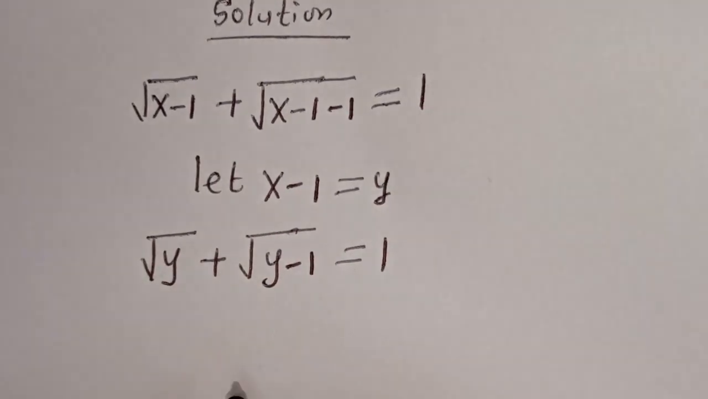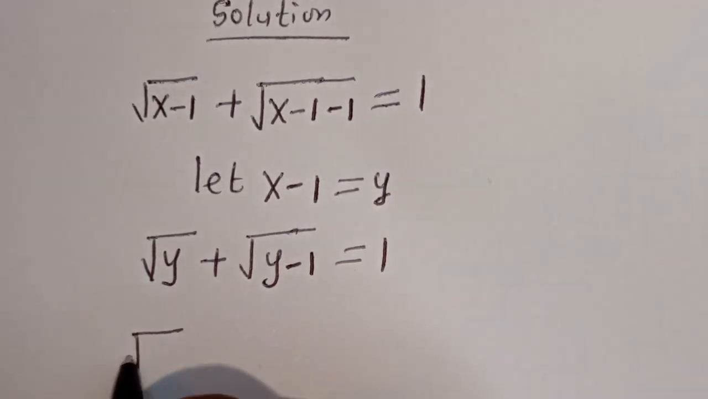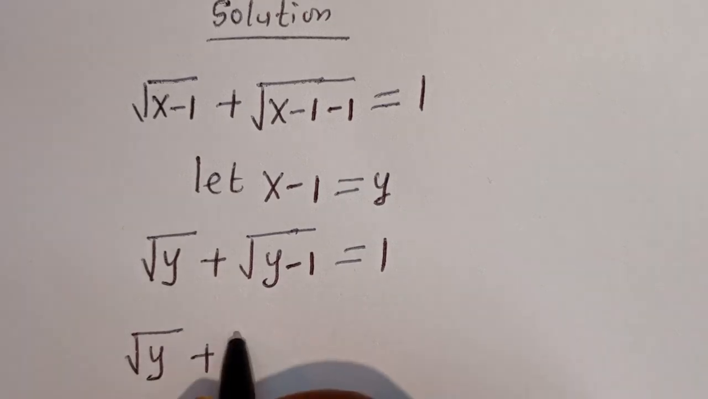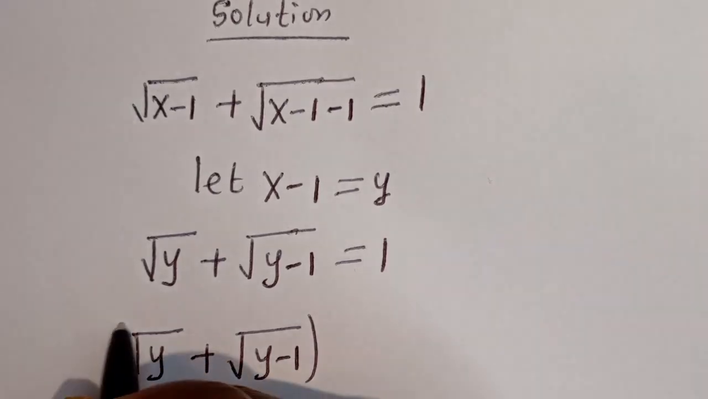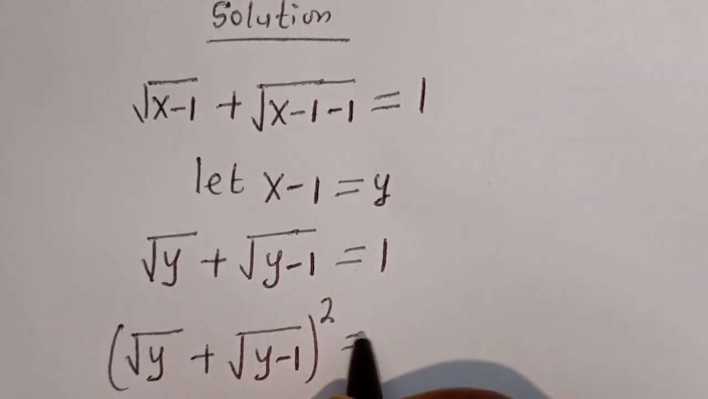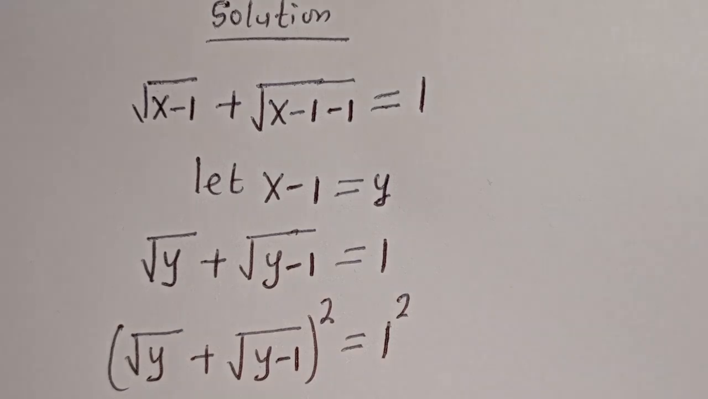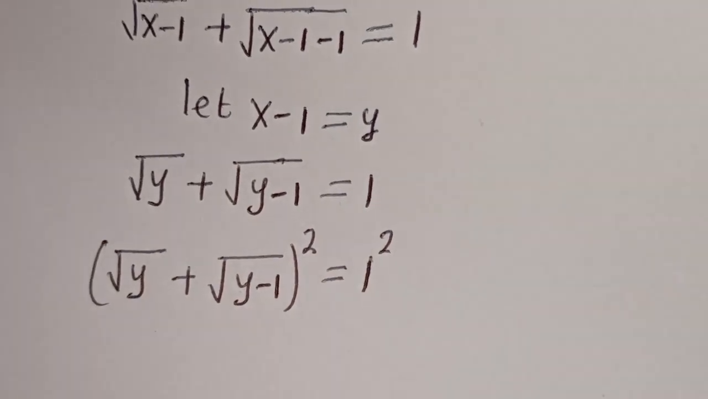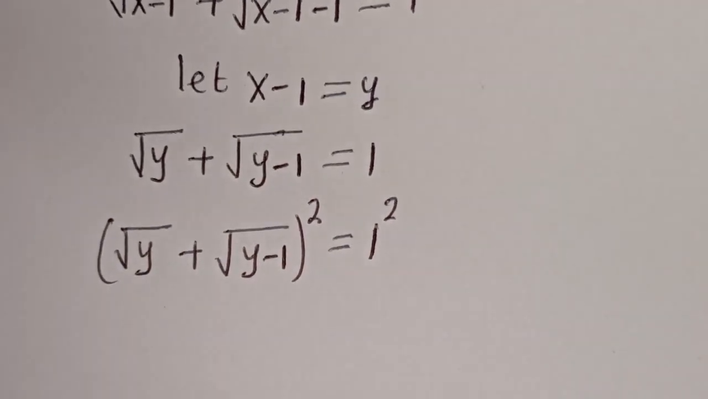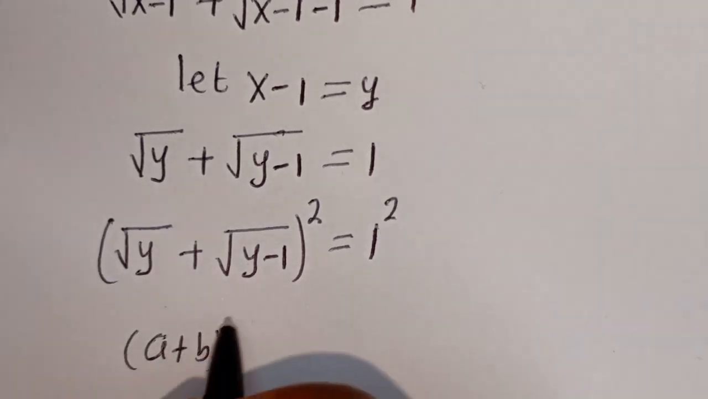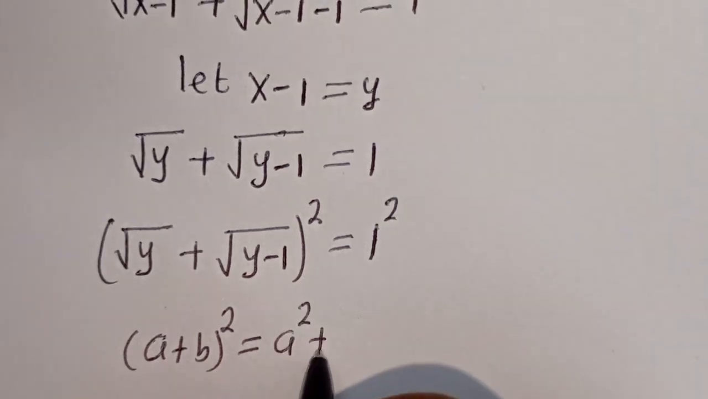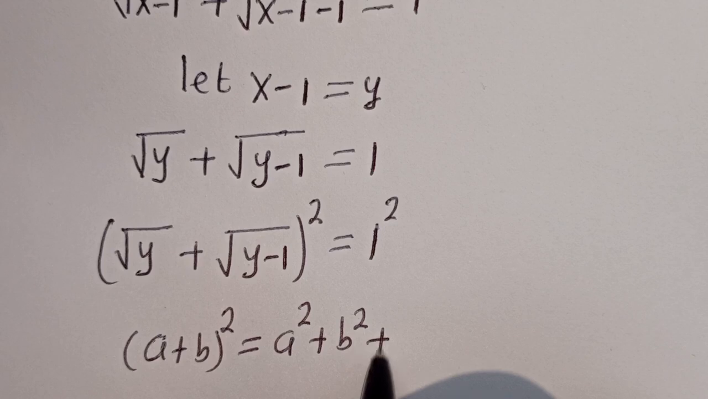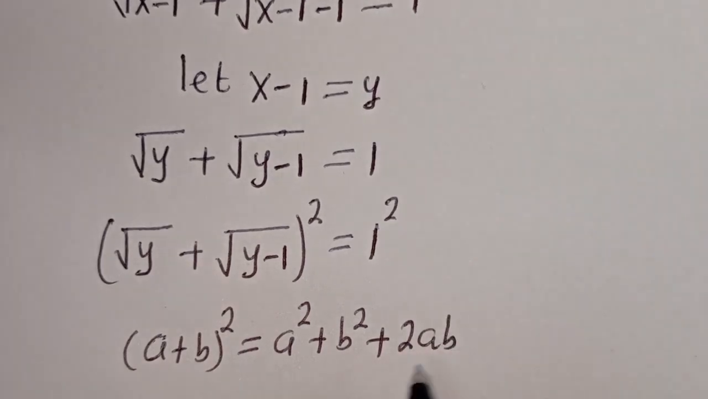Now let's square both sides of this equation. Square root of y plus square root of y minus 1, all squared, is equal to 1 squared. Now take note of this, that if you have a plus b squared, this is equal to a squared plus b squared plus 2ab.